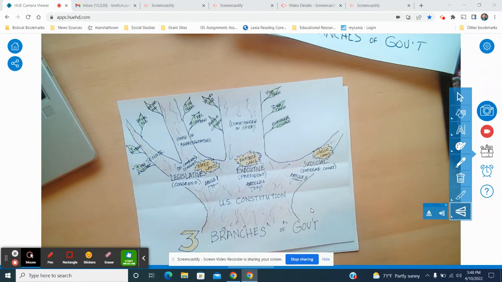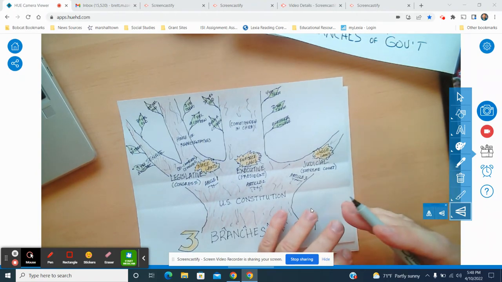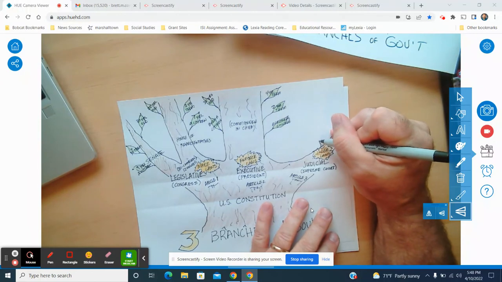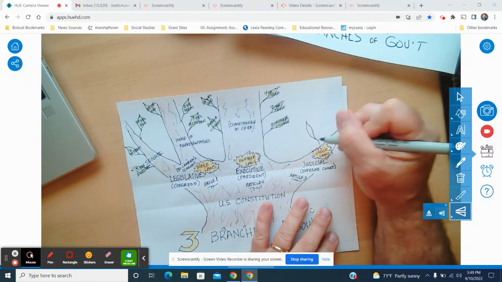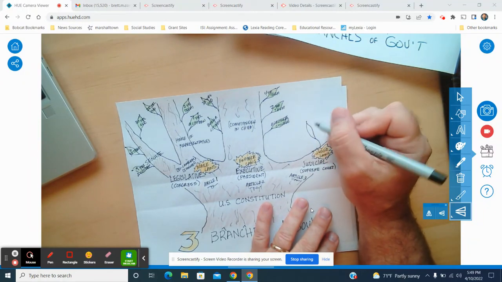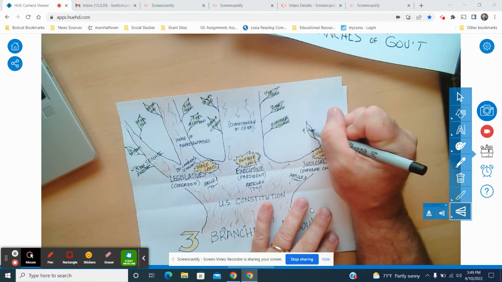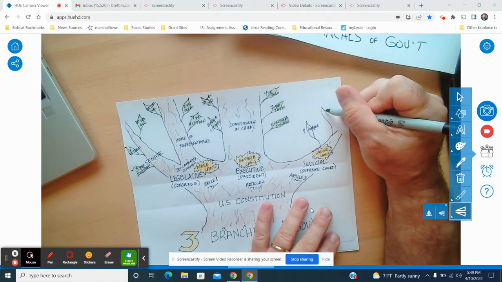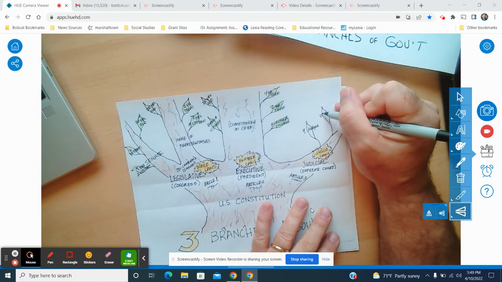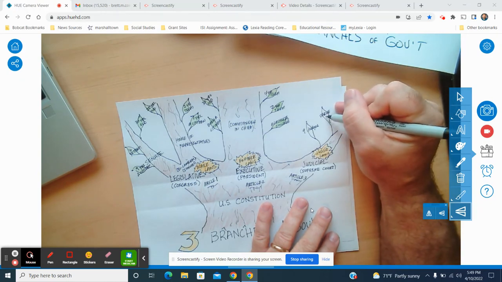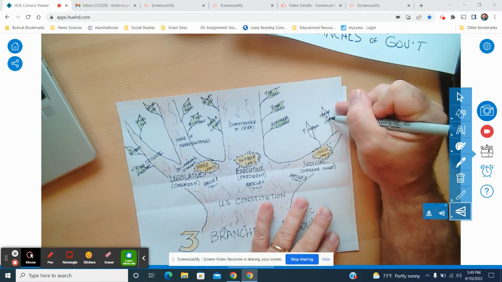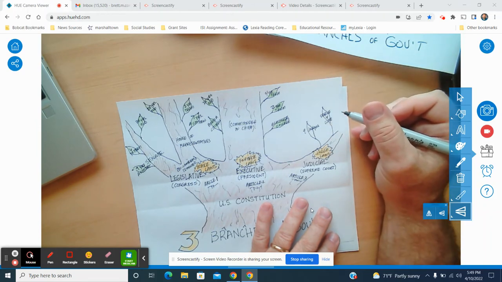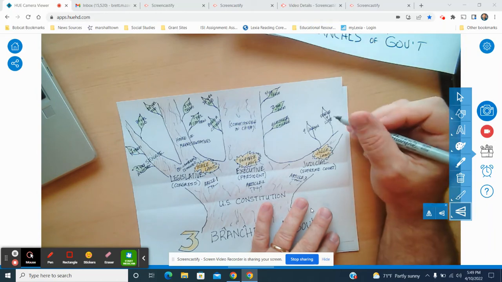The last branch we're going to talk about briefly is the Supreme Court. And the Supreme Court is made up of 9 judges. And these people, when they're appointed, they serve for life. They're chosen by the president.